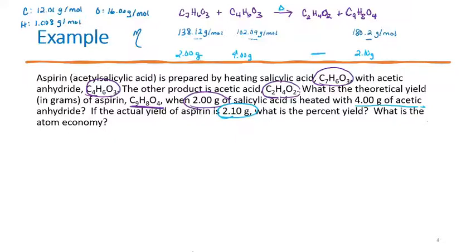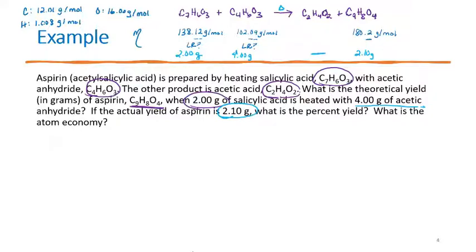So, next thing I need to do, now that I have the molar mass of each species, I need to figure out what is my limiting reactant. Is this my limiting reactant, or is this my limiting reactant? In order to do that, I need to do the calculation to see which one's going to run out first. There's 2 different ways you can do this.